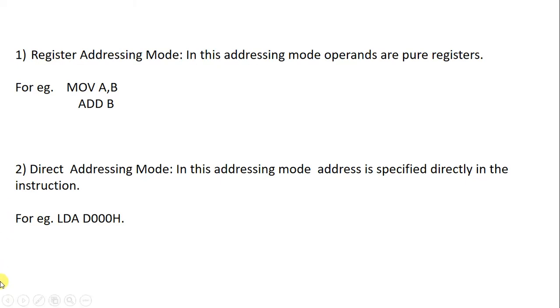The next is direct addressing mode. Direct addressing mode is when the address, or you can say a memory location, is specified directly in the instruction, then it is called direct addressing mode. Or simply, when the address is directly specified in the instruction, it is called direct addressing mode. For example, we are taking LDA D00H, that is, load accumulator with the content of this address. So here this is an address. When the address is specified in the instruction, that is direct addressing mode.